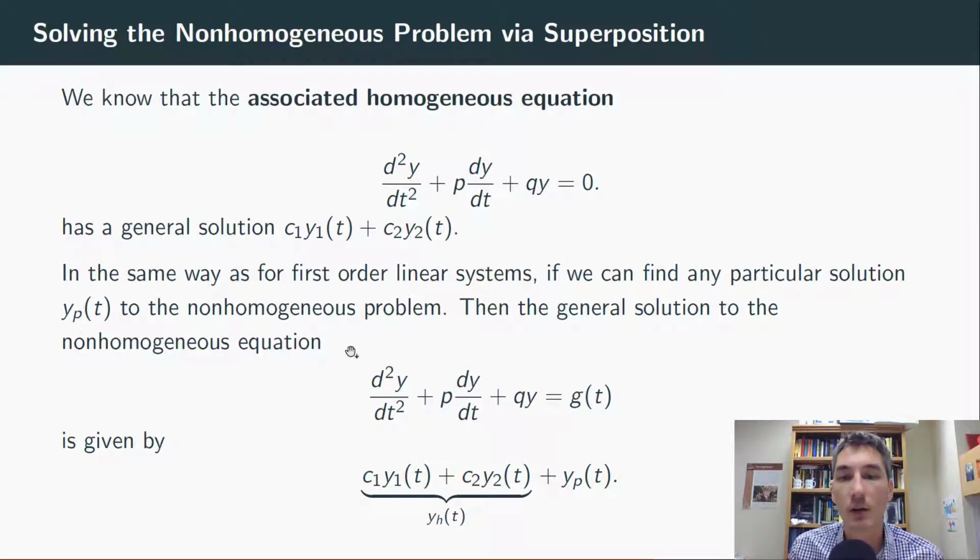And so the general solution to the fully non-homogeneous problem will be the sum of the homogeneous solution and any one particular solution to the full problem. Okay, so we've already learned how to solve this problem and get the homogeneous solution. What we need to do is figure out how do you find any one will do particular solution, and then when you combine those two together, you get the general solution to the non-homogeneous problem.